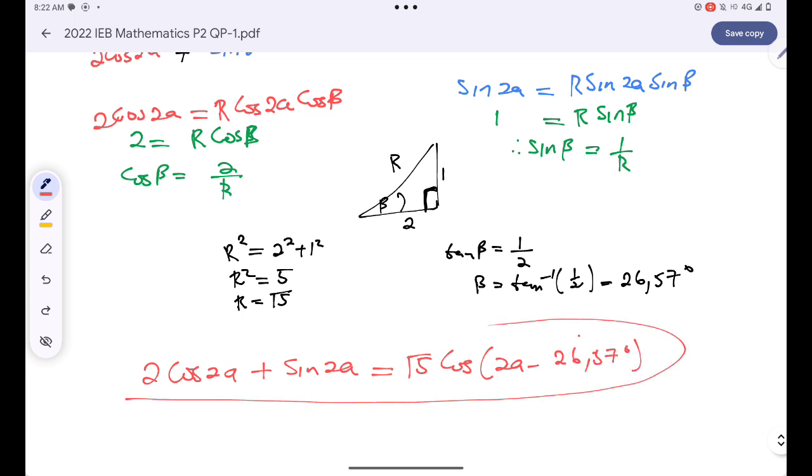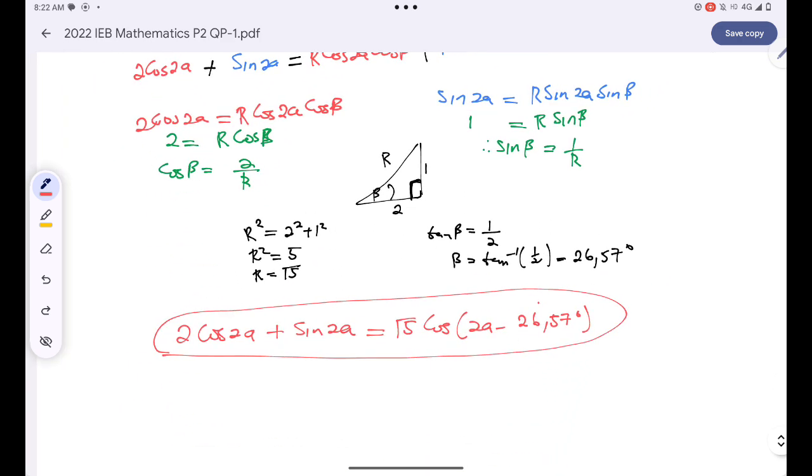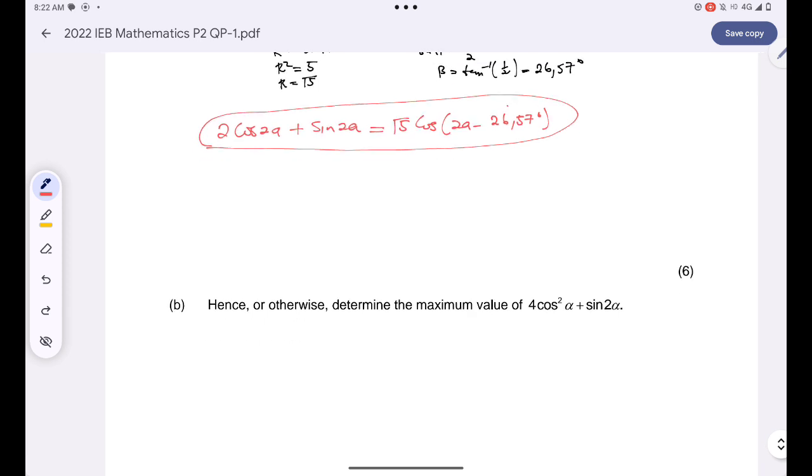So this is how, guys, I was going to show that the value of r is root 5 and the value of beta is 26.57 degrees. That's how, guys, we're supposed to ace the first question in question 14. Free 6 marks over there.